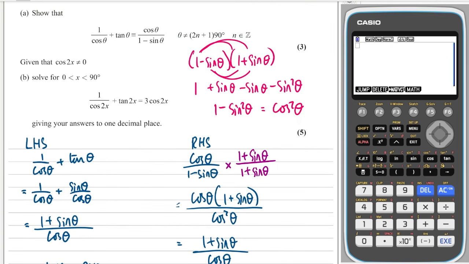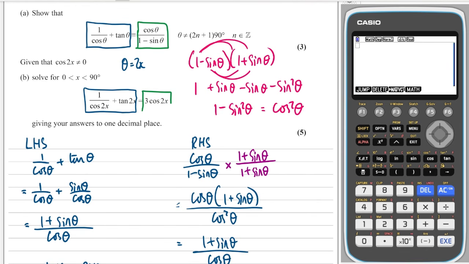Okay, the next part we have, first off, these two things look very similar. In fact, the only difference here is that theta has been replaced with 2x. So if the blue box is equal to this, then it means it must also be equal to this. So these two green boxes must be equal as long as I do the theta is equal to 2x substitution.